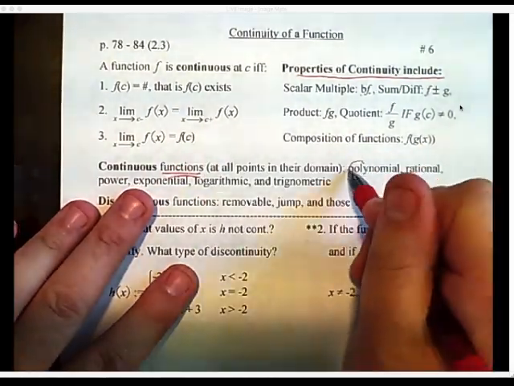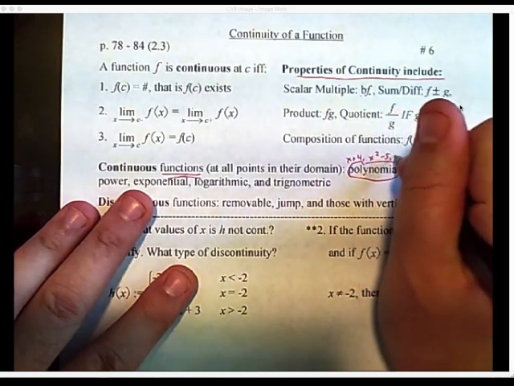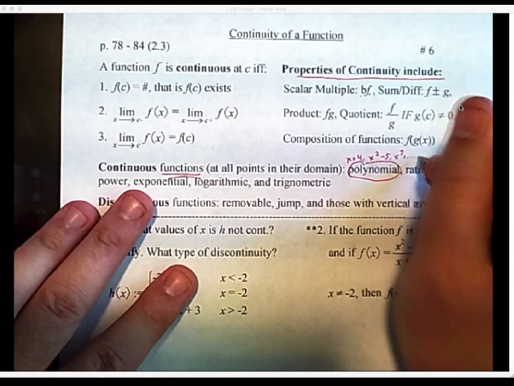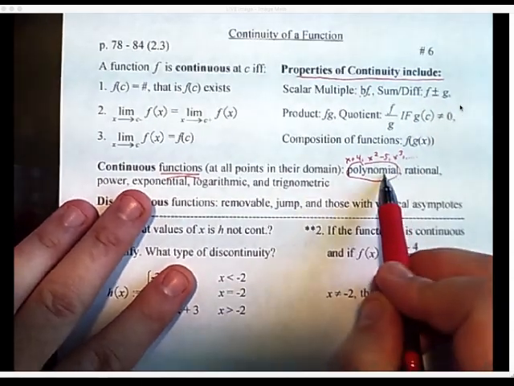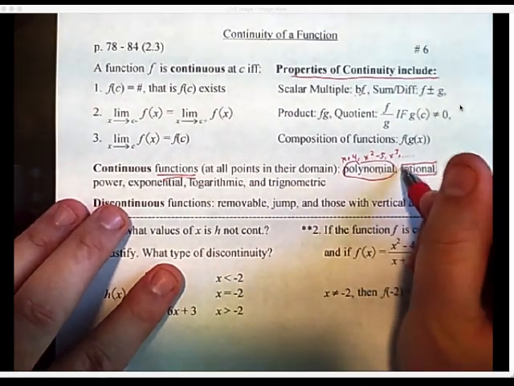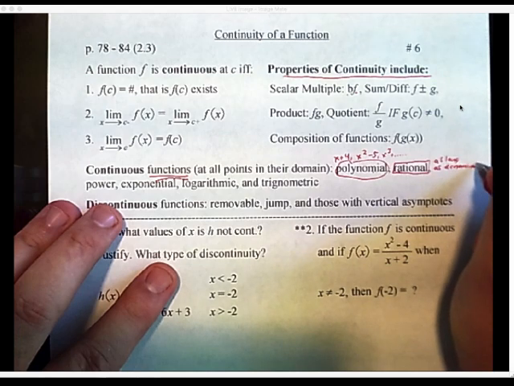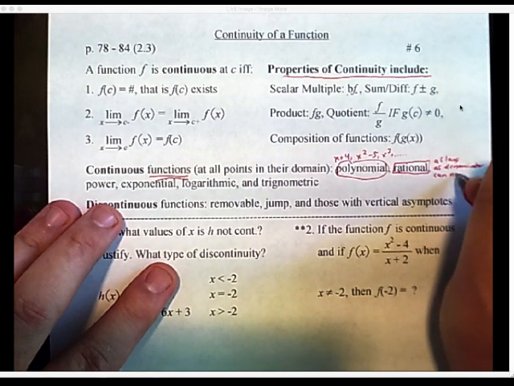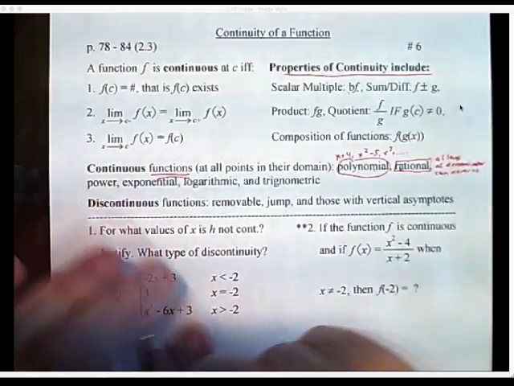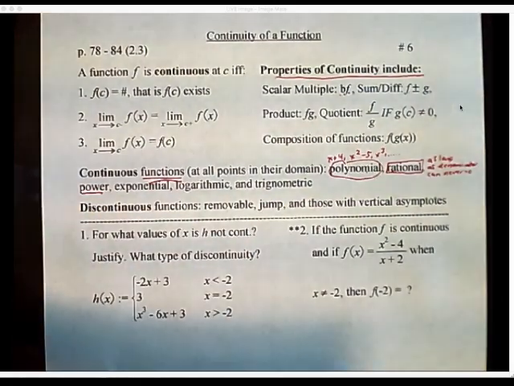Now, thinking about some functions that are always continuous. If you have a polynomial, like ax plus 4, or x squared minus 5, or an x cubed plus some other stuff after that, those are always continuous. There's never any gaps in it. Rational functions are continuous as long as the denominator can never equal 0. If the denominator equals 0 at a certain point, then it's not going to be continuous at that point. Power functions are continuous.